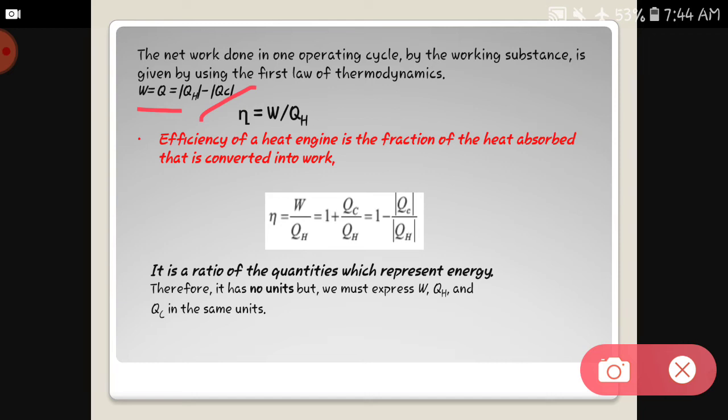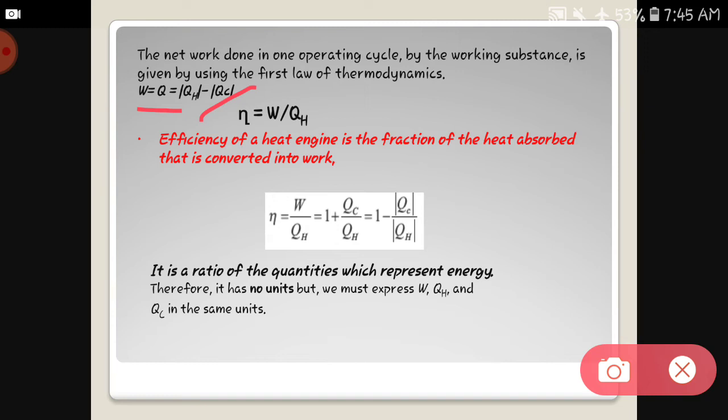Okay, so we would expect a heat engine to convert all the absorbed heat into work done, but practically it is not possible, because some of it is exhausted or given out to the cold reservoir, which is the sink. So not all the heat is converted into work done.